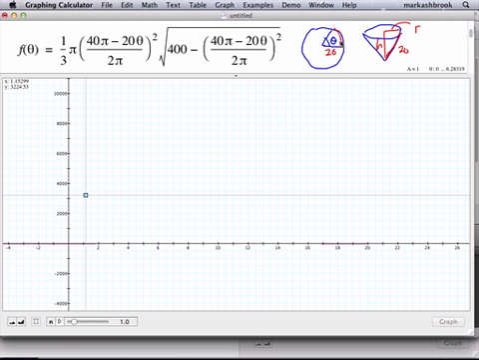So we said it was the whole circumference minus that, and then to get theta, we would divide by 2 pi.